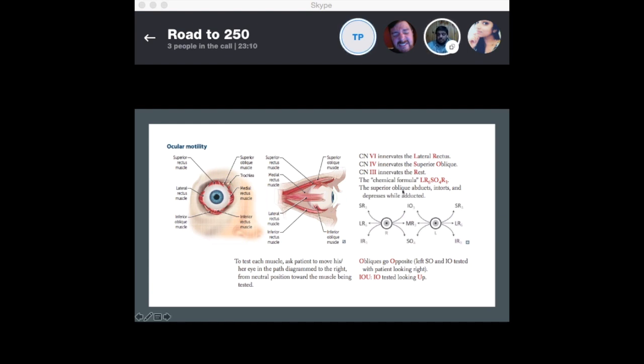So this slide is actually just taken directly from First Aid 2018, but I just wanted you to know the ways that these muscles are oriented, the right to the left, and we kind of went over all of this in our previous slides, so I'm not going to dwell too much on this one.